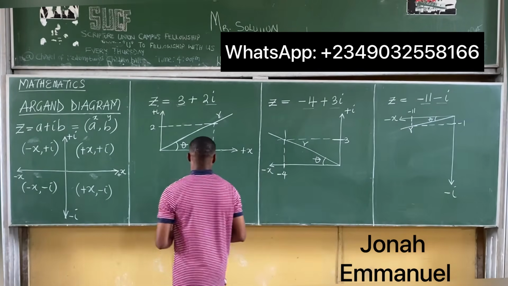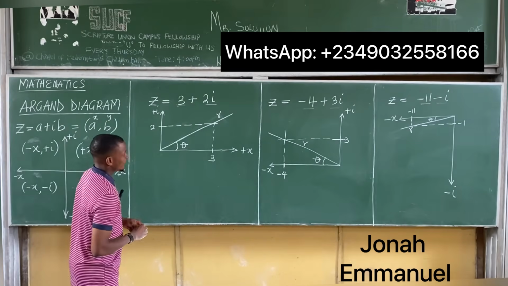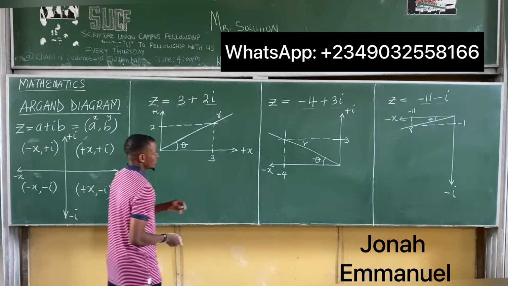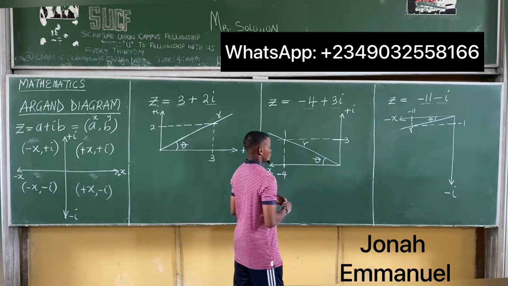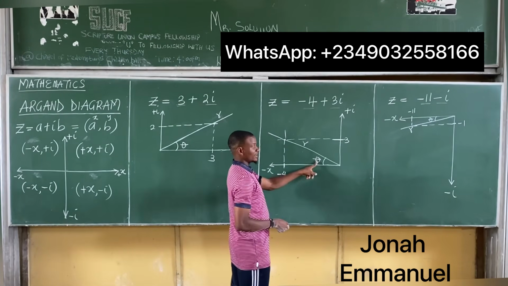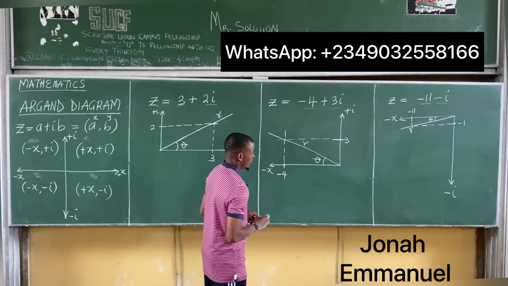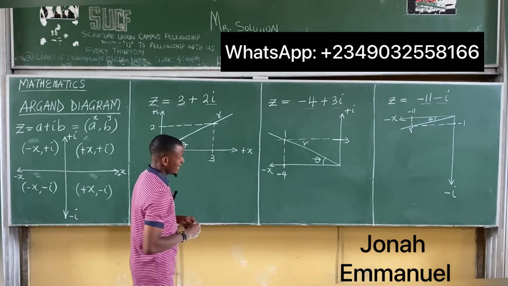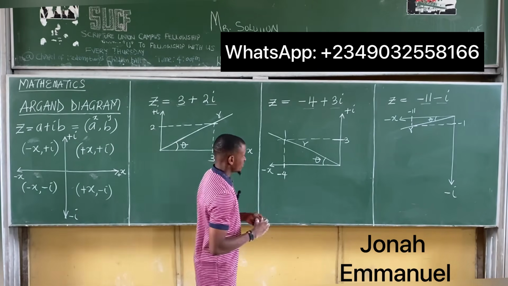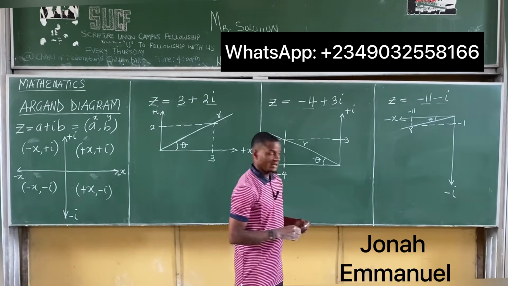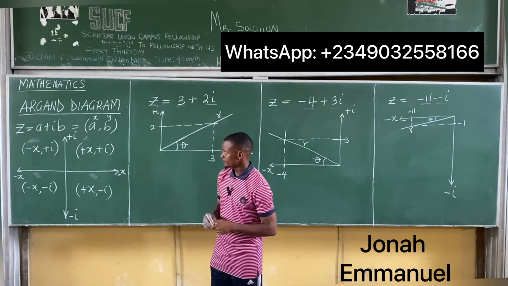Please notice that for an Argand diagram, you need the values of the x and the i. You also need a value of the amplitude, theta, and then the modulus r. And then you can now get the full form of the Argand diagram. So this is how an Argand diagram works. We'll take a question and try to draw the Argand diagram.